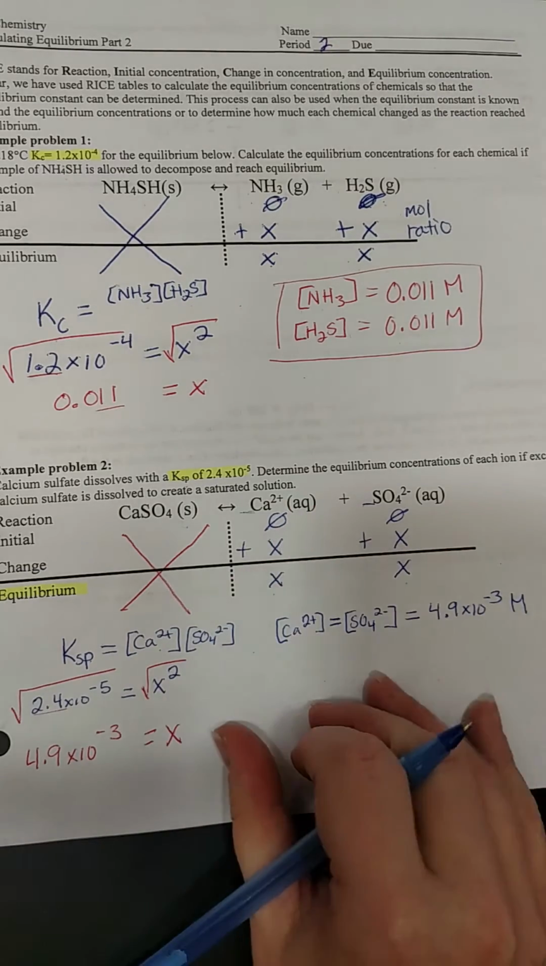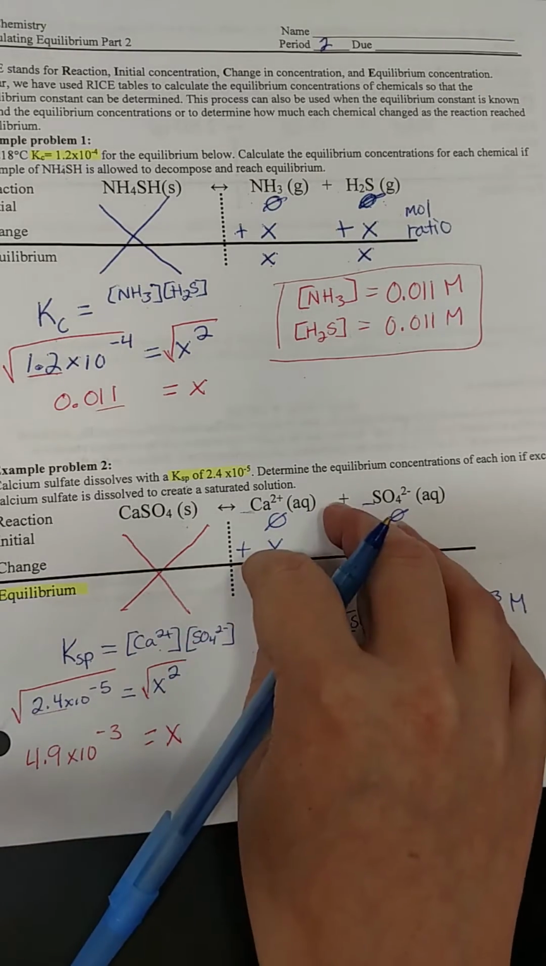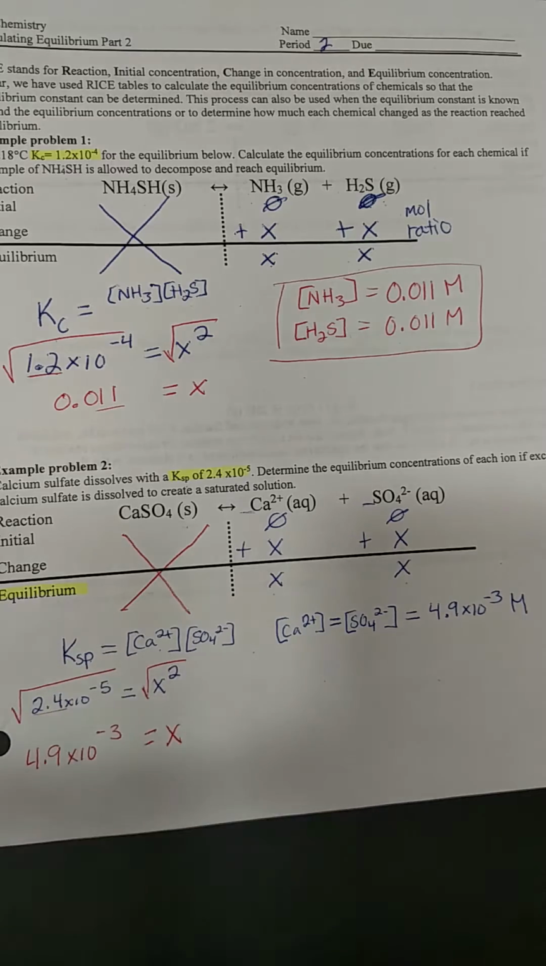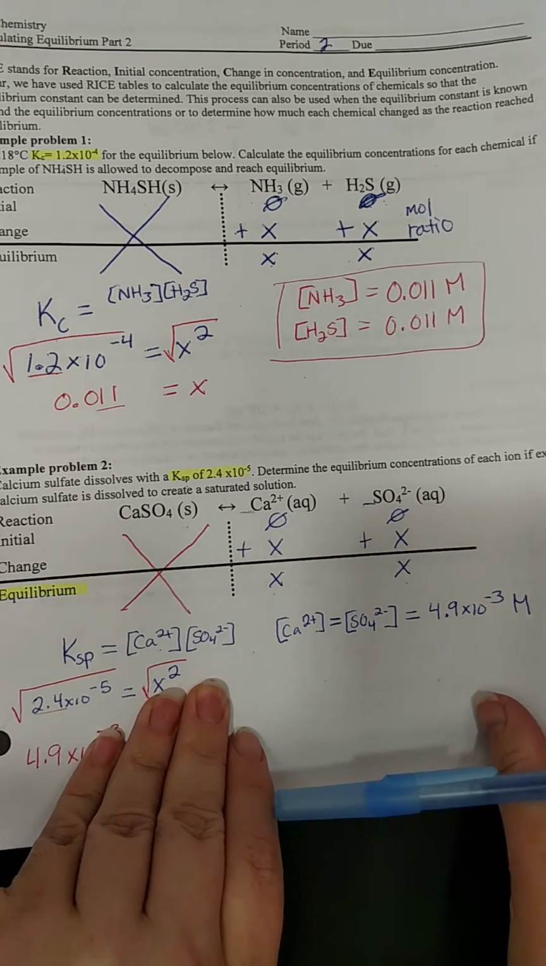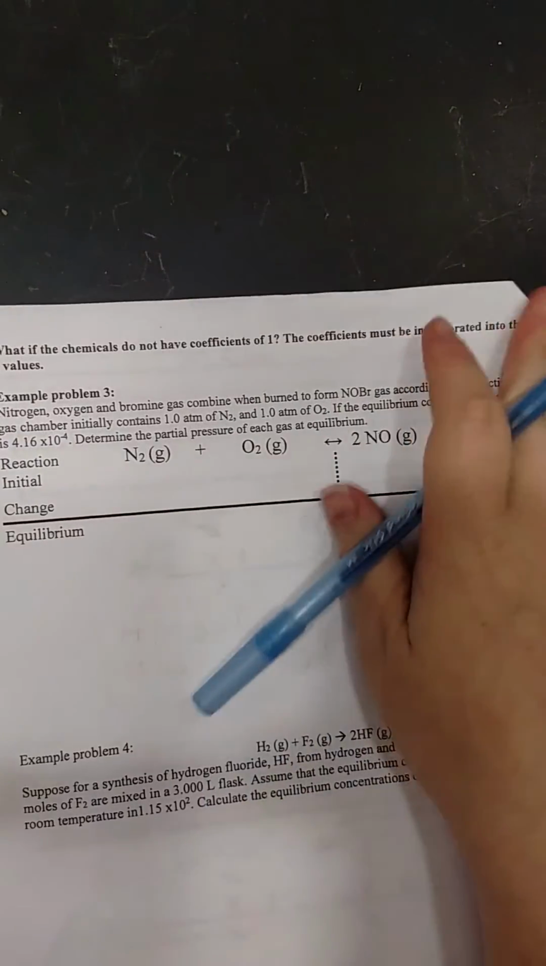So again, solving for this x piece, when we're not given enough information but we're given the equilibrium constant, we can kind of work backwards. All right, let's do one that's not coefficients of 1, a little more exciting.